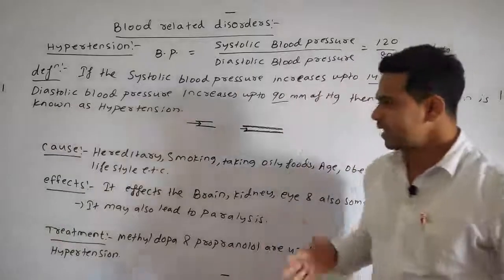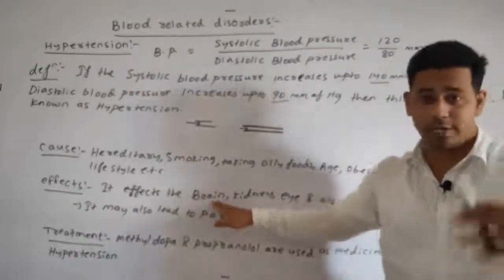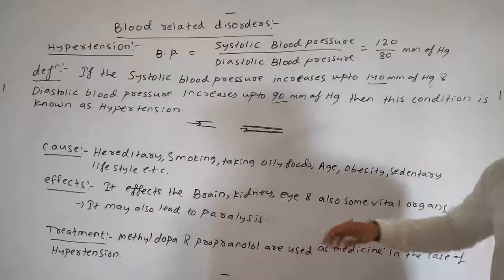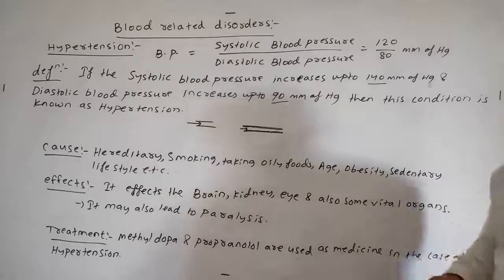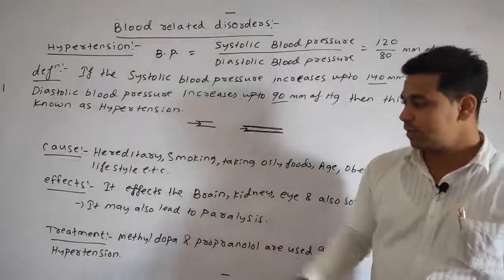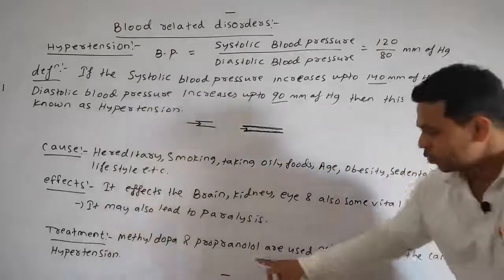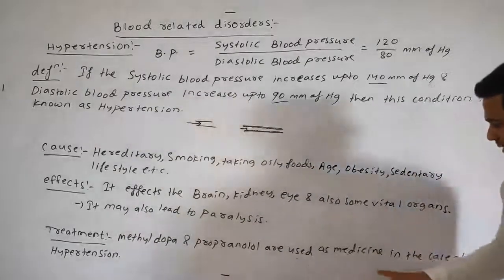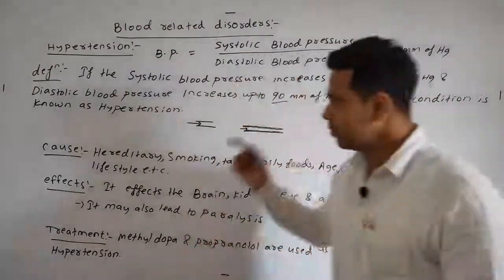It affects the brain badly, it may also lead to brain hemorrhage. Blood clots can also happen. The kidney can also be damaged, then the eye and also some vital organs. It may also lead to paralysis. Treatment, what are the medicines that are being used? Methyl dopa and propranolol are being used as medicine in the case of hypertension. Okay students, please note down.